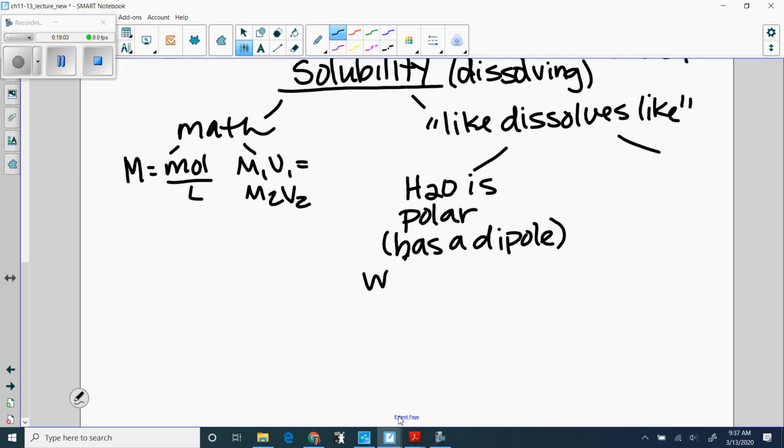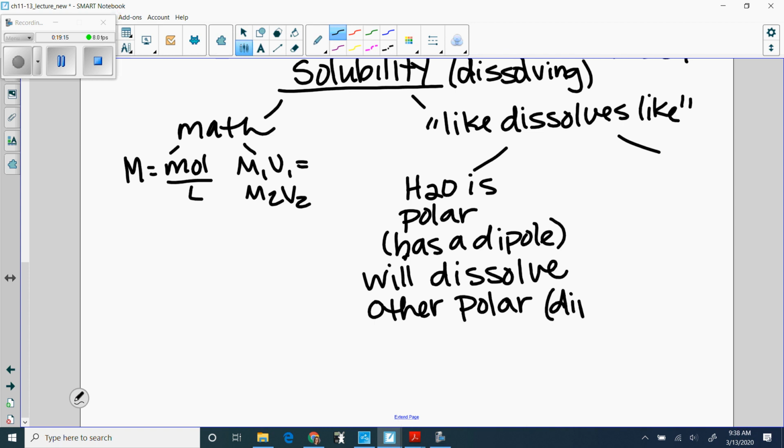Polar will dissolve other polar. So I draw the Lewis structure and it has a dipole. Or it can dissolve ionic stuff. That makes sense. Salt water. All of that stuff dissolves.